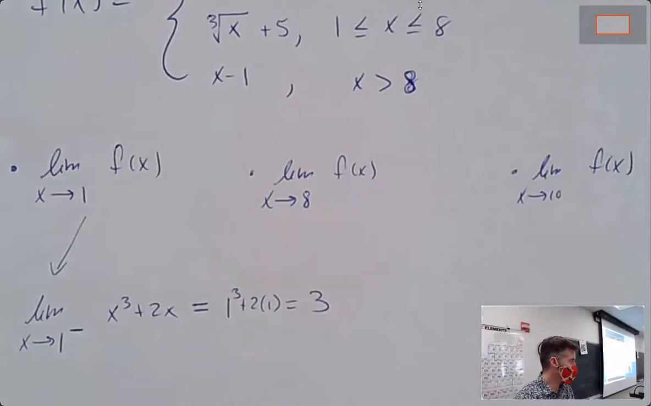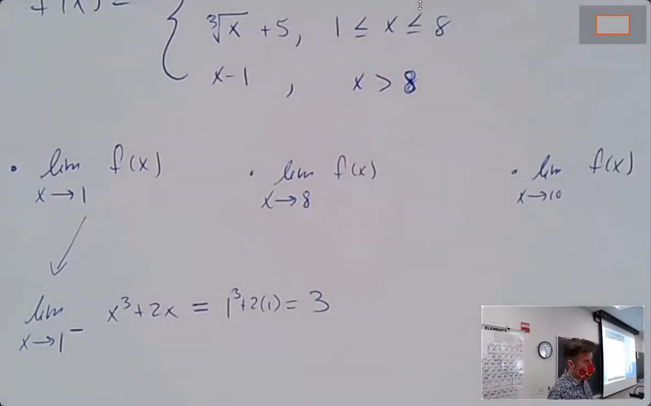But that's not actually the point. The point is that as the x values get closer and closer to 1 from the left, the y values get closer and closer and closer to 3. It doesn't actually matter that it's equal to 3 there, but it is equal to 3 there.